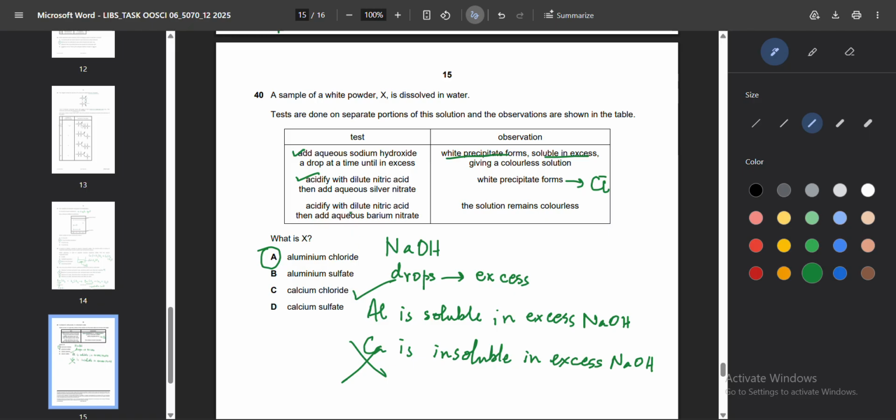Third is acidify with dilute nitric acid, then add aqueous barium nitrate. But the solution remains colorless. So that means that sulfate is not present, because if sulfate were present, it must have given white precipitates to us. So that means our answer is aluminium chloride. So students, these were the MCQs from May-June 2025 paper.